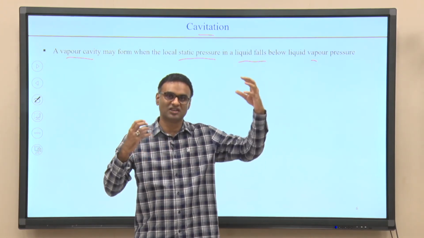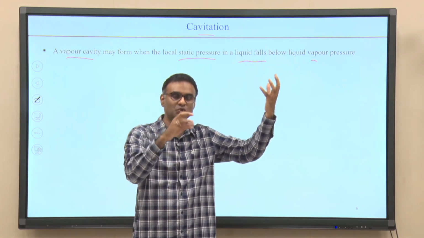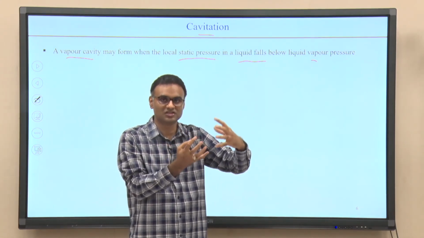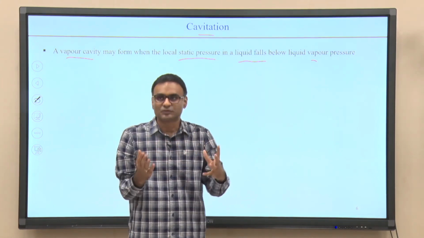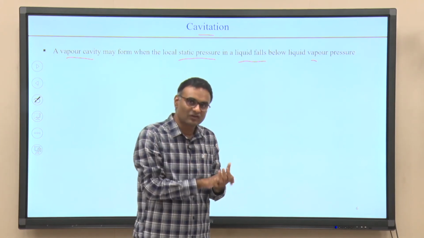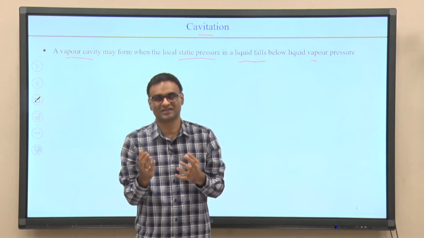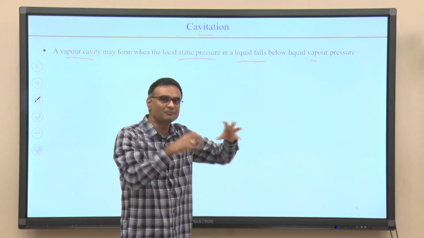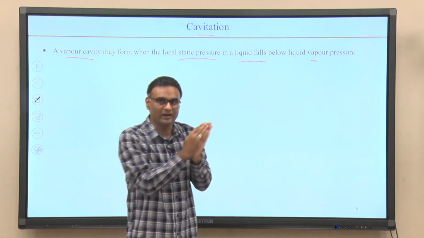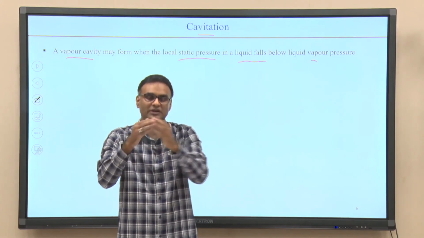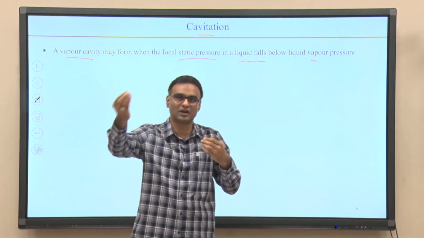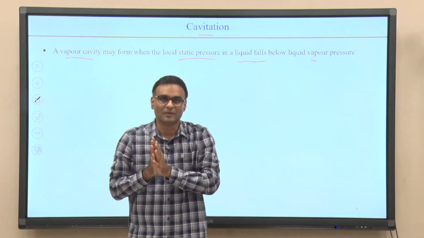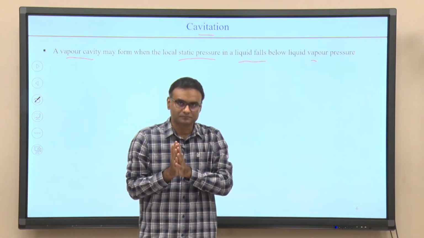The density changes from say 1000 to say 2 or 3, at least 2 orders of magnitude decrease in the density. Correspondingly, there will be large changes in velocity and large changes in pressure. The pressure at some place is very small, and when this vapor is convected to a different place where the pressure is high, suddenly this vapor cavity will collapse.